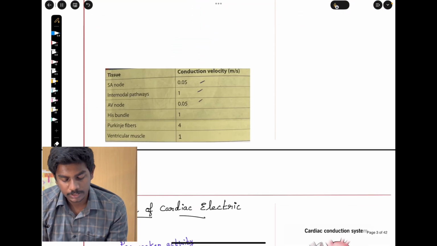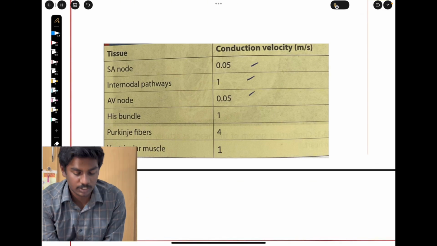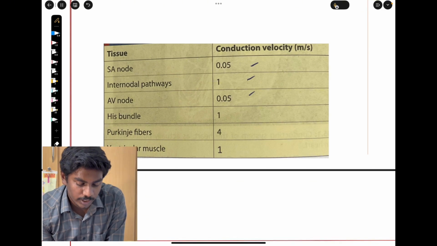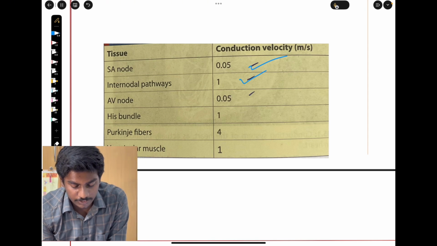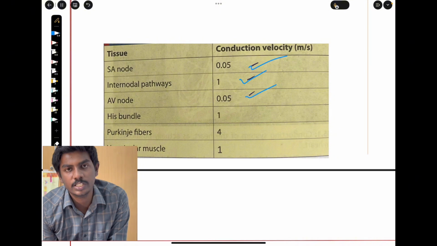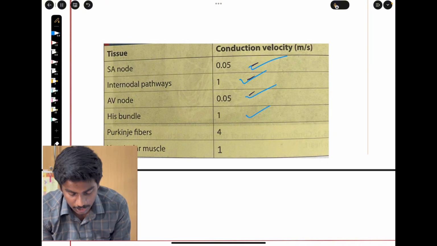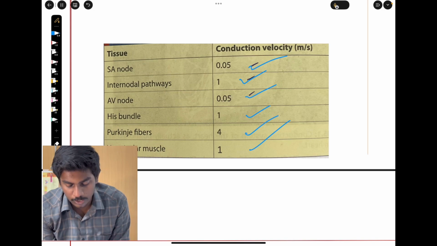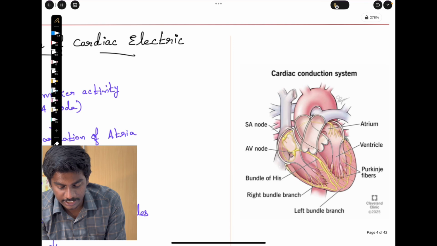So now we are going to see about the conduction velocity of various heart muscle fibers. For the sinoatrial node, it is about 0.05 meter per second. For the internodal pathways, it is 1 meter per second. And the AV node, it is 0.05 meter per second. For the bundle of His, it is about 1 meter per second. For the Purkinje fibers, it is about 4 meter per second. And for the ventricular muscle, it is about 1 meter per second. So this is the cardiac conduction system.